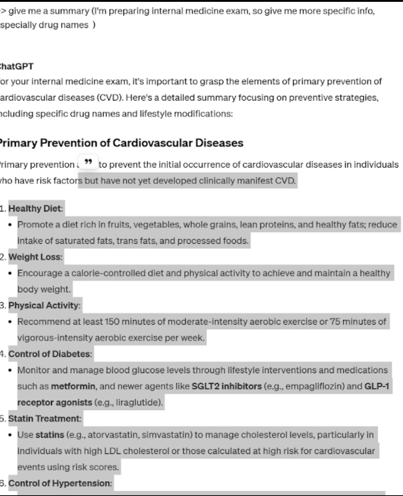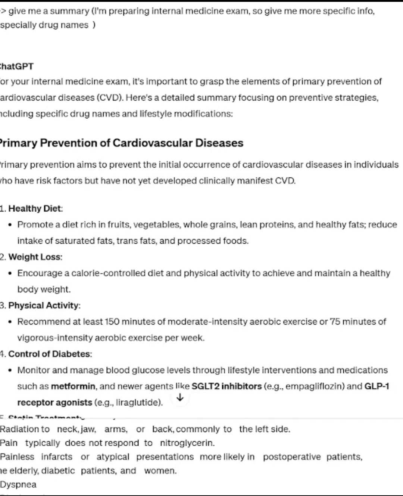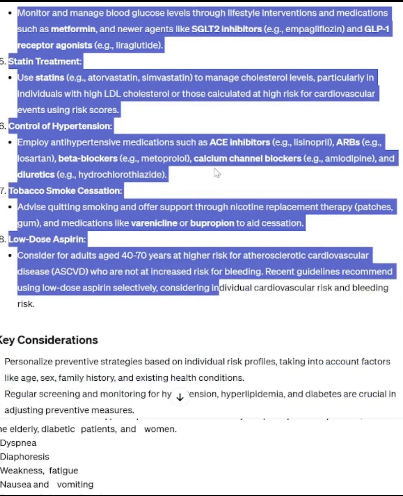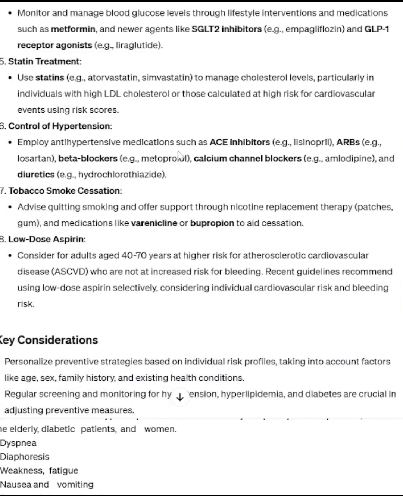Reduce intake of saturated fats, trans fats, and processed foods. 2. Weight loss. Encourage a calorie-controlled diet and physical activity to achieve and maintain a healthy body weight. 3. Physical activity. Recommend at least 150 minutes of moderate intensity aerobic exercise or 75 minutes of vigorous intensity aerobic exercise per week. 4. Control of diabetes.